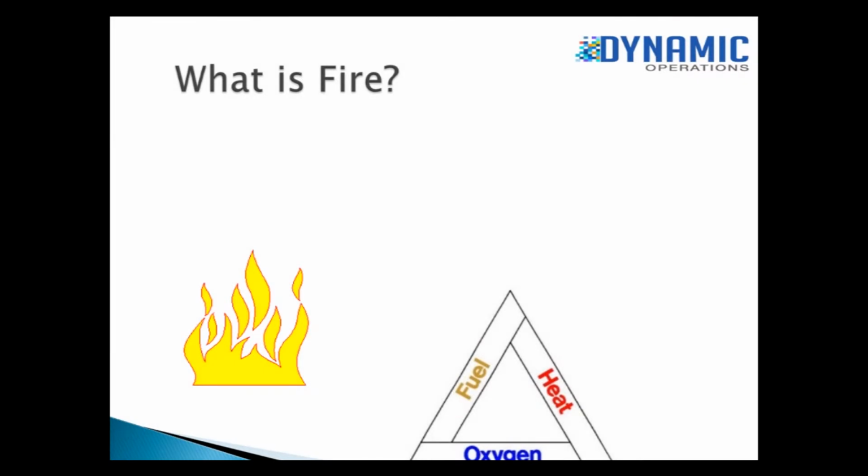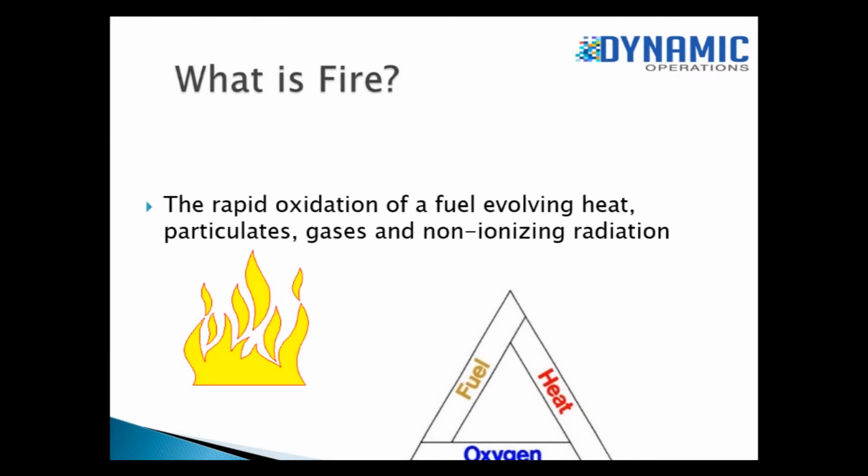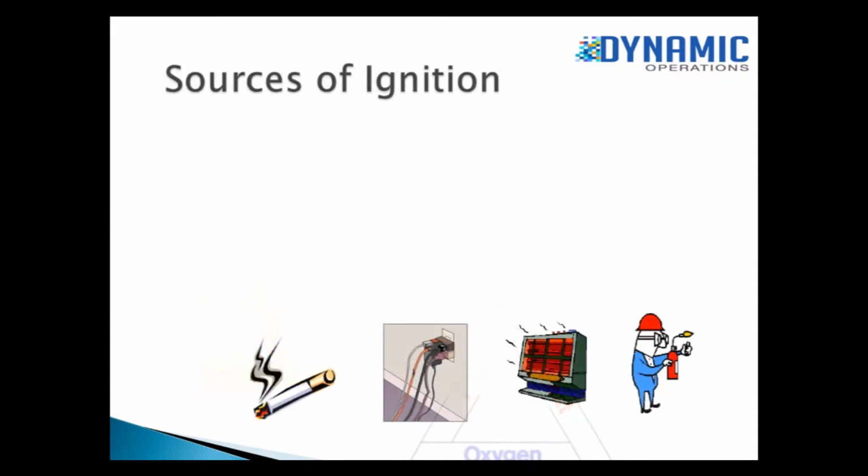So what is fire? It's the rapid oxidation of fuel involving heat, particulates, gases and non-ionizing radiation. For a fire to exist, we need 3 things: oxygen, fuel and heat. Remove any one of these elements and the fire cannot exist.